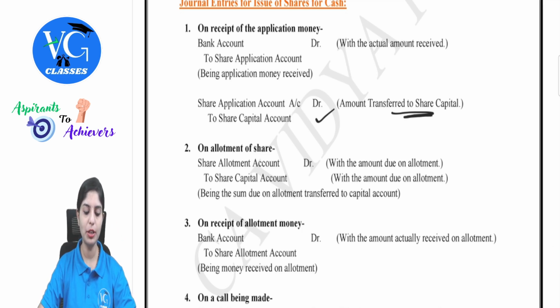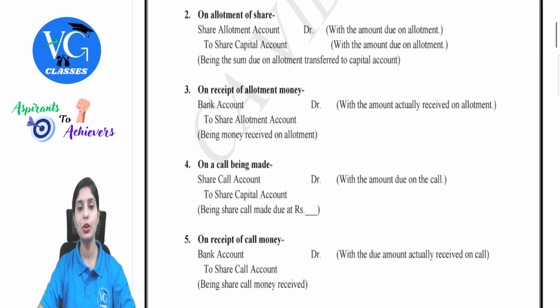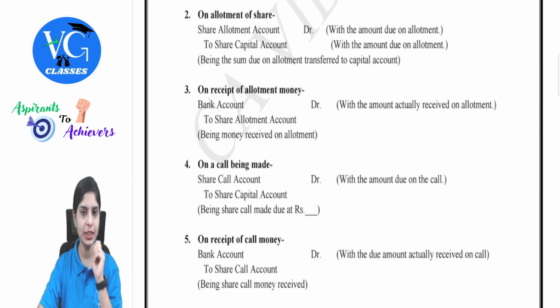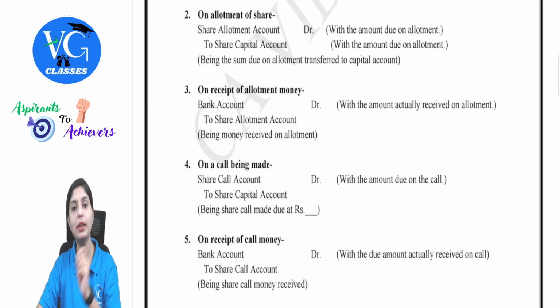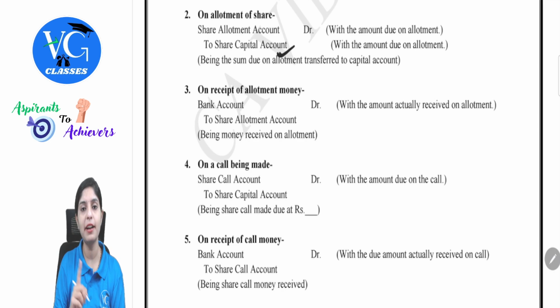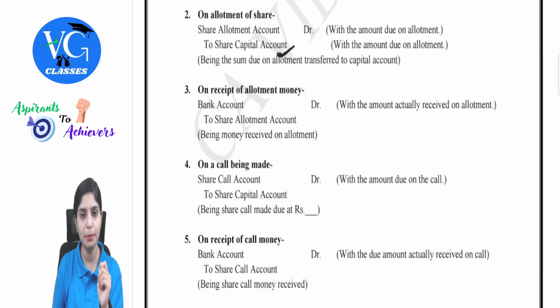Second, on allotment of shares, that is, the company is now allotting the shares. First of all, you will make it due from the receipt of shareholder. So what is the entry? Share allotment account debit to share capital. Now understand the logic here. Why are we debiting share allotment? From the company's point of view, it is as good as in the nature of a receivable. So any receivables we will debit. Ultimately, this amount should go where it belongs, to share capital.